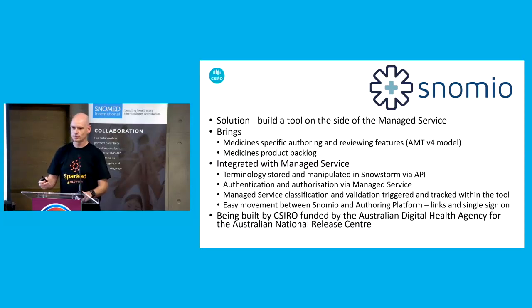And in fact, while we're trying not to duplicate the functionality between the authoring platform and the Snomeo UI, there's certain things that we have pulled through, like the ability to trigger classification and see the classification process, and run validation and those sorts of things from within the same one UI rather than having to swap.